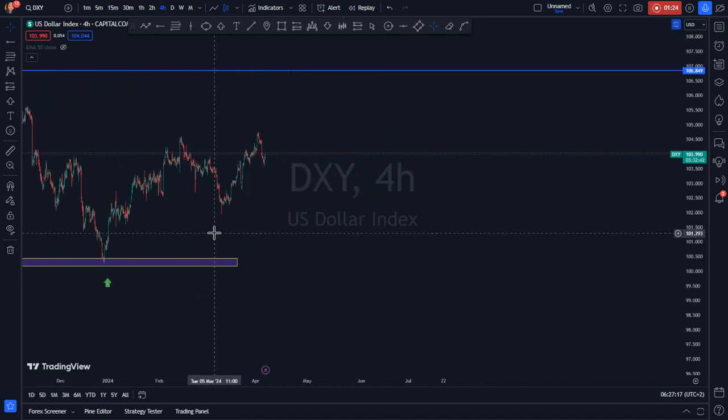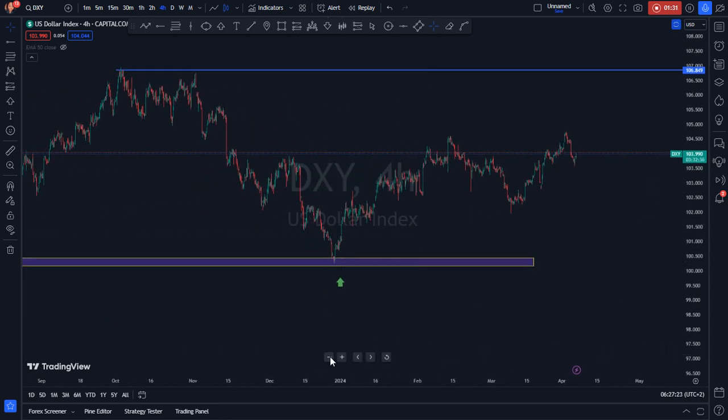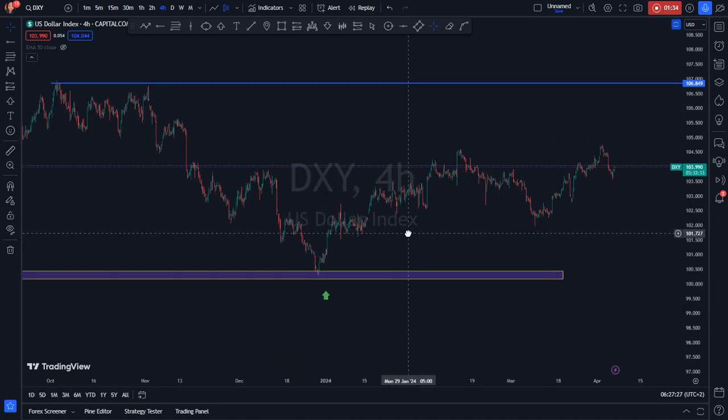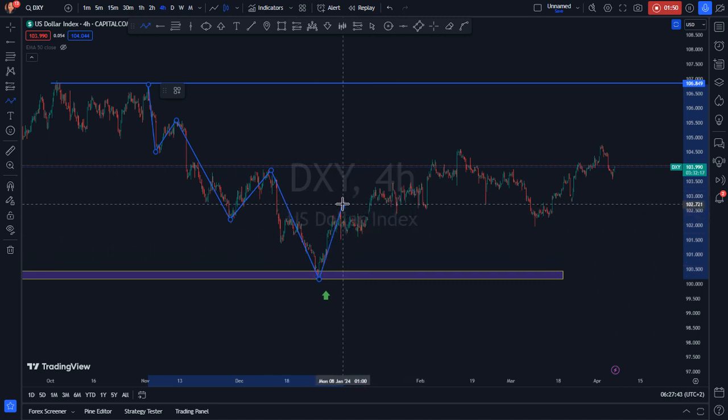Now I want us to concentrate on this part of the graph. After the third rejection, it was coming down with a certain structure, a downtrend structure, which I was very interested in. But instead of creating another lower low and lower high to continue towards the downside, the market gave us another high right here, which broke above the previous high.